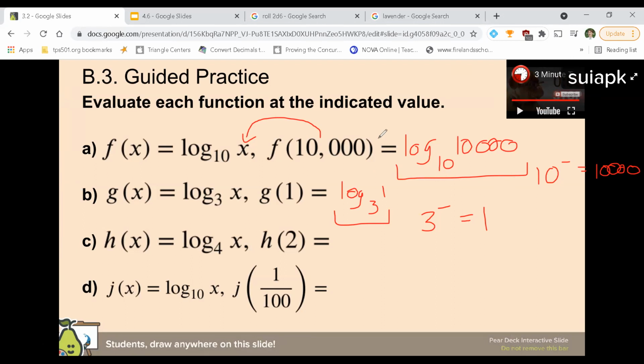All right, I will take volunteers because this is a little tricky. 10 to the what power is 10,000? It is 4. You need to multiply 10 by itself 4 times and you get 10,000, because 10 squared is 100, times 10 is 1,000, times 10 is 10,000. Now you keep going. 3 to the what power is 1? 0. Anything to the 0 power is 1. So the answer here is 4 equals 0.